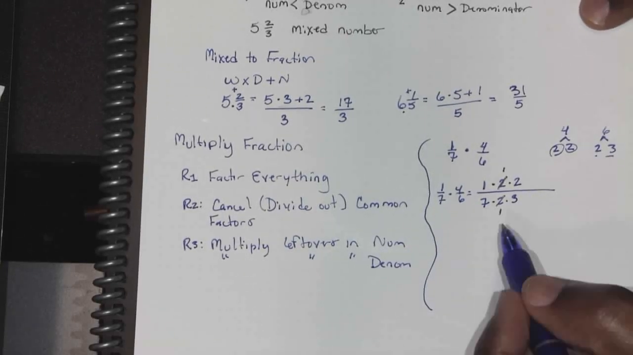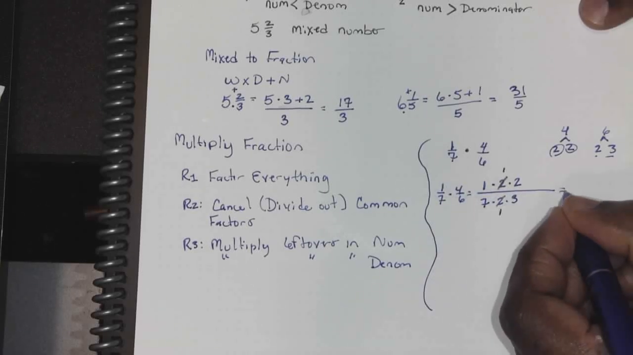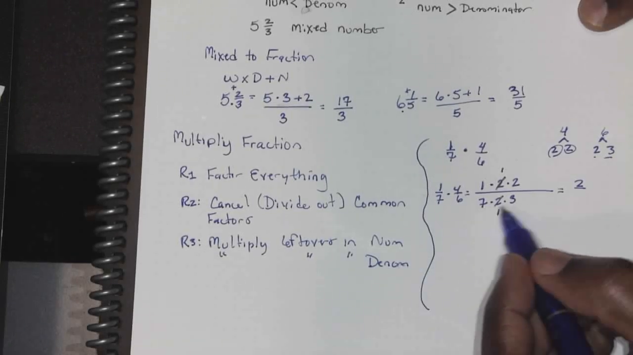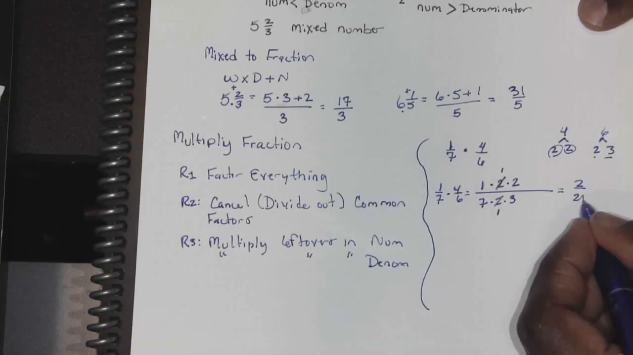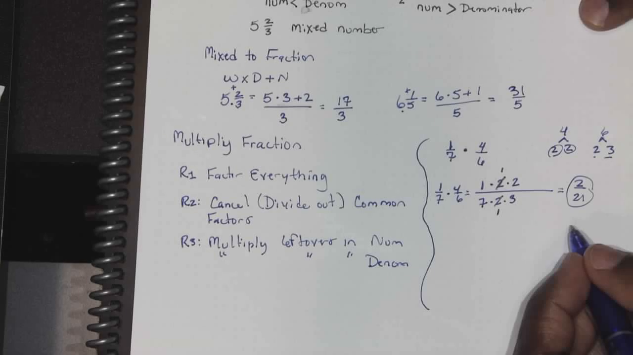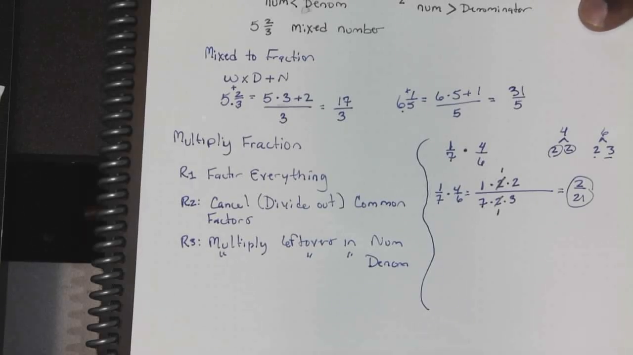What's the last step? Multiply what's left over. Not everything, but what's left over at the top. 1 times 2 is going to stay what? 2. And then multiply everything in the denominator. What's 7 times 3? 21, and you're done. That's multiplying fractions. Have you seen these steps before? That's all we did. That's what we did last week. It doesn't change. Let's do another. Then I'm going to have you practice.